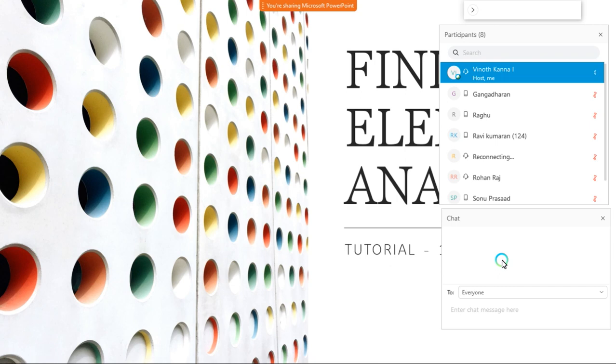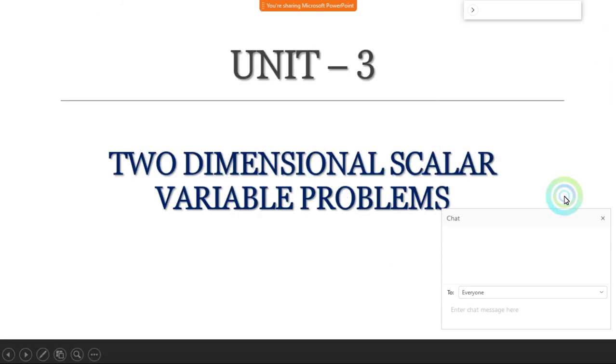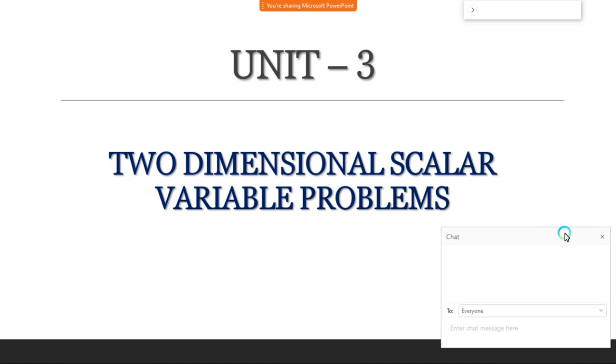We almost know well what the important questions in Unit 3 are and how we are going to answer. Everything you know, anyhow, it is for recalling purposes and to start again. So now we are going to move on to Unit number 3, that is two-dimensional scalar variable problems. First I am going to discuss what are the 2 mark questions I am going to ask in Unit 3, and then we will slowly move into the questions. So in two-dimensional scalar variable problems, what are all the important 2 mark questions?